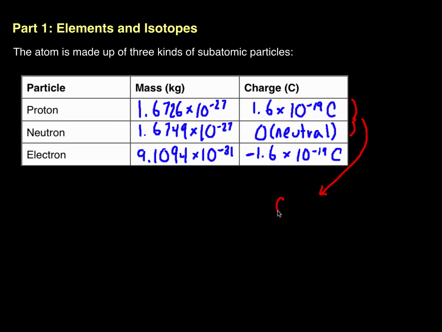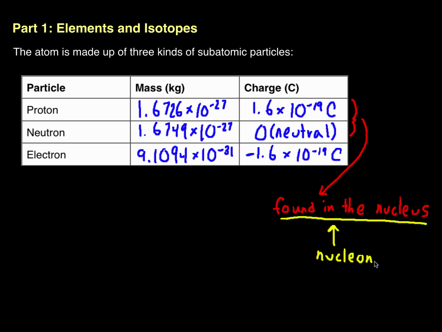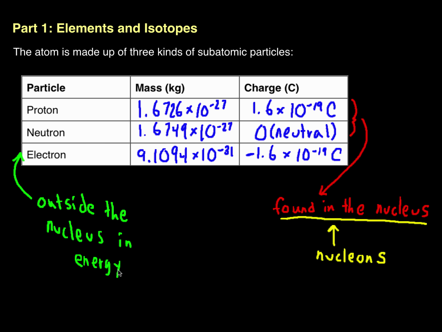Protons and neutrons are both found in the nucleus of the atom. For this reason, protons and neutrons are both referred to as nucleons. Nucleons are the particles found in the nucleus. Electrons, on the other hand, are found outside the nucleus. Electrons are found in the energy levels surrounding the nucleus. They can jump up and down through the energy levels, absorbing and emitting photons.